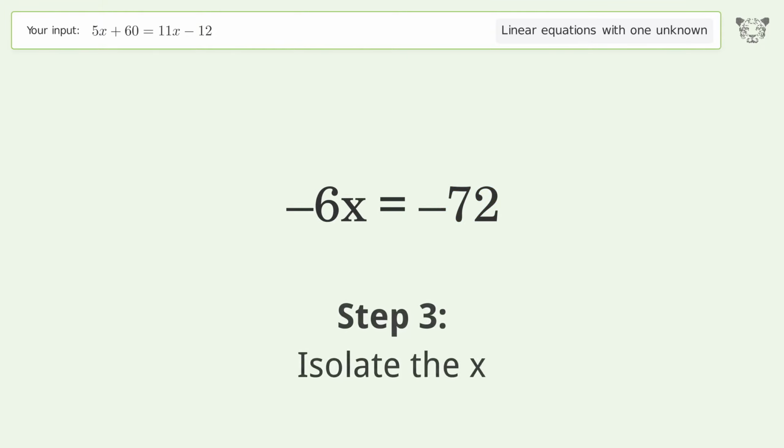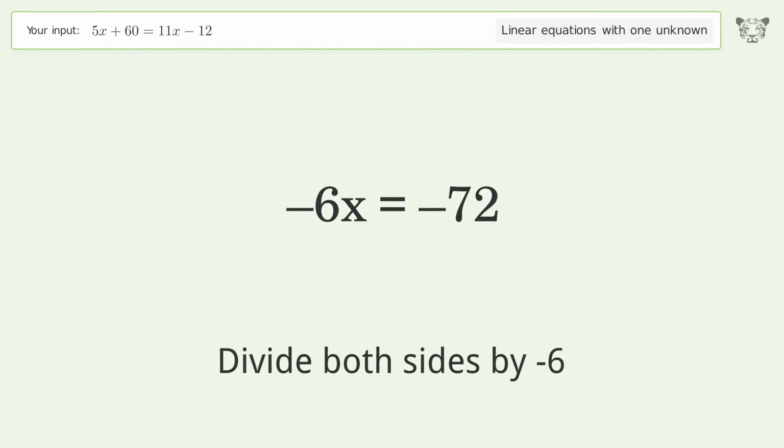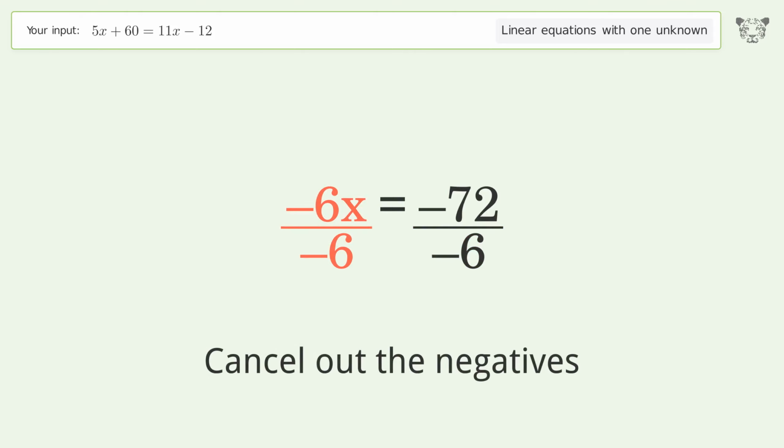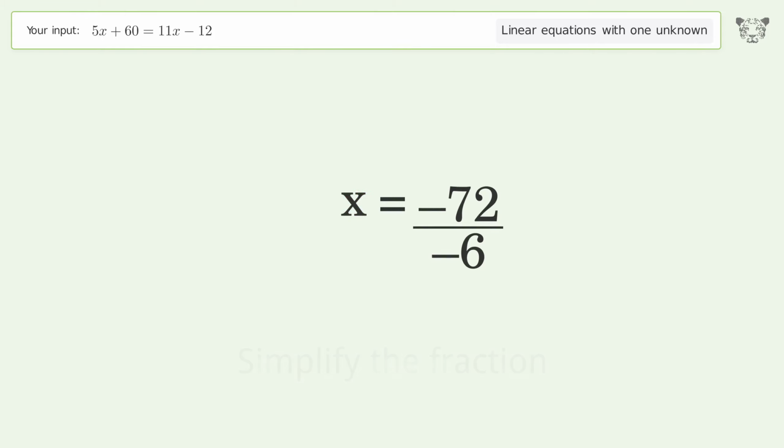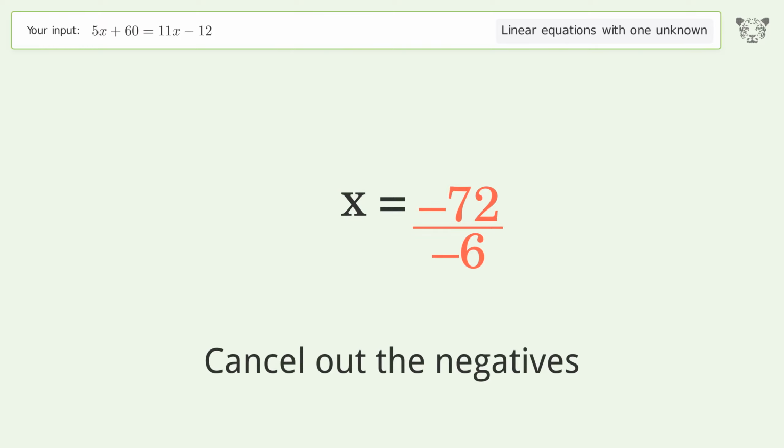Isolate the x. Divide both sides by -6. Cancel out the negatives. Simplify the fraction. Cancel out the negatives.